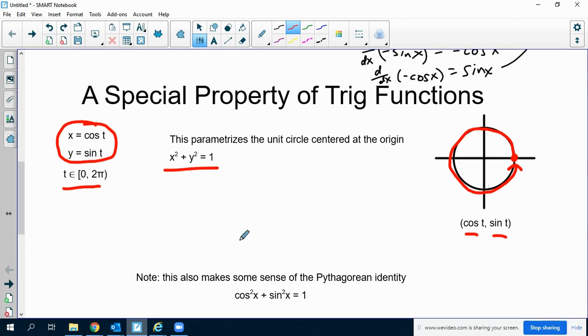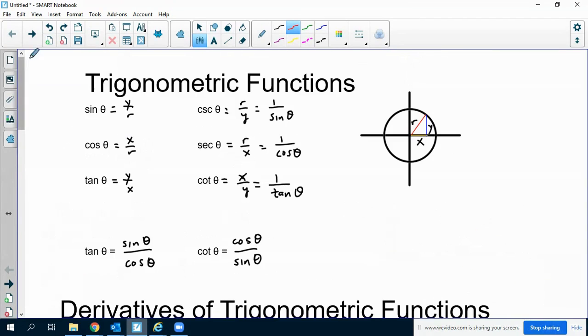And this also makes some sense of that Pythagorean identity that we learn in Algebra 2 and pre-calculus that we use a lot, where cosine squared plus sine squared equals 1, or sine squared plus cosine squared equals 1. This makes some sense of that because if I take cosine and sine and I sub them in, I end up getting 1.